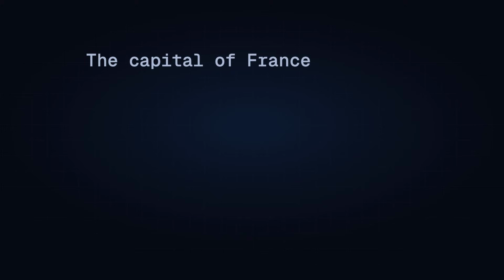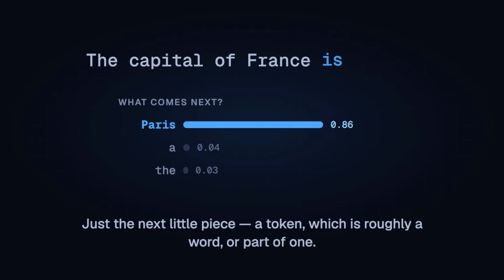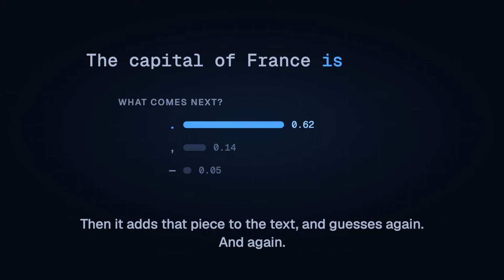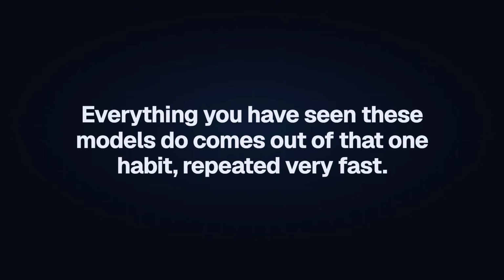Let's start with what a large language model actually is. Underneath everything, it does one small thing. It reads the text so far and it guesses what comes next. Not a whole answer at once, just the next little piece. A token, which is roughly a word or part of one. Then it adds that piece to the text and guesses again and again. Everything you have seen these models do comes out of that one habit repeated very fast.